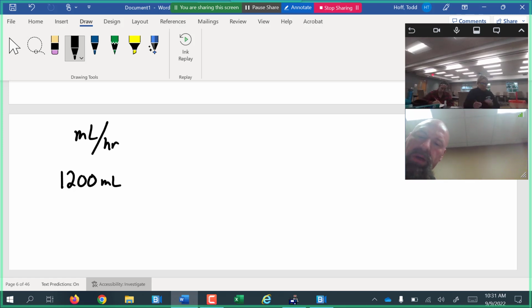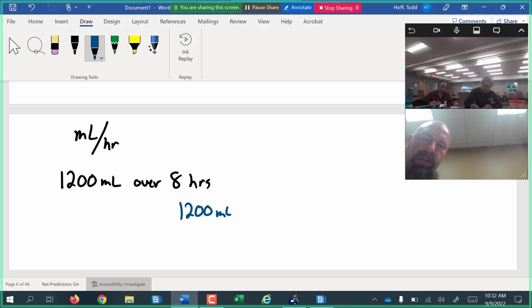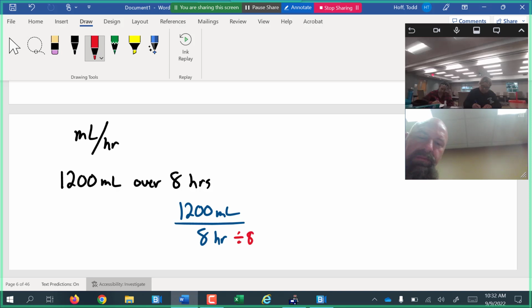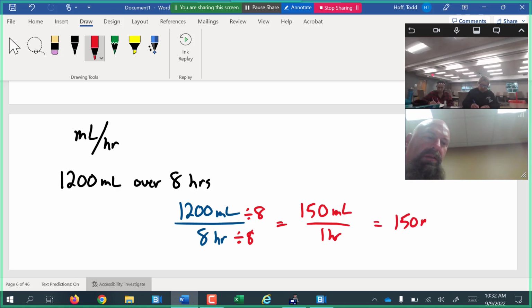1,200 milliliters to be infused over 8 hours. Well, that would be just 1,200 milliliters over 8 hours. And we divide out the 8. 1,200 divided by 8 is 150 milliliters. 8 divided by 8 is 1 hour, so that's just 150 milliliters per hour.